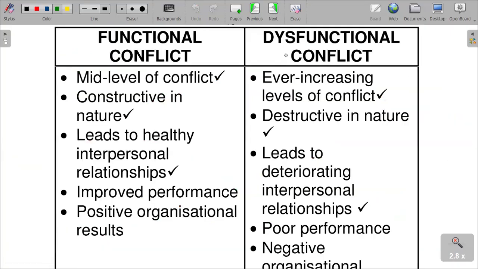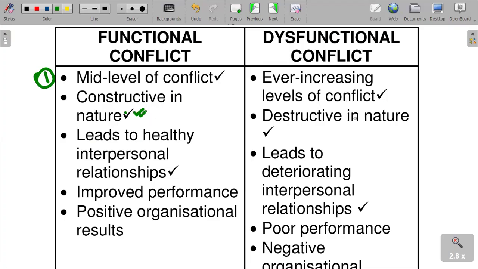So, functional conflict and dysfunctional conflict. What I'm saying is, the first point: functional conflict is mid-level conflict, and dysfunctional conflict is an ever-increasing level of conflict. Two, functional conflict is constructive in nature. Remember, we said that functional conflict results in a healthier workplace environment and improved productivity. Hence, it is constructive.